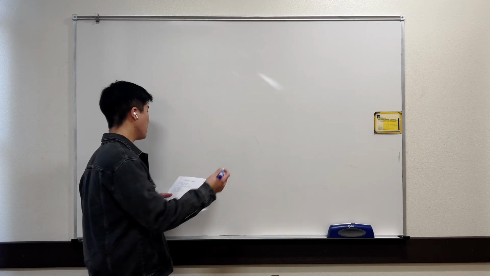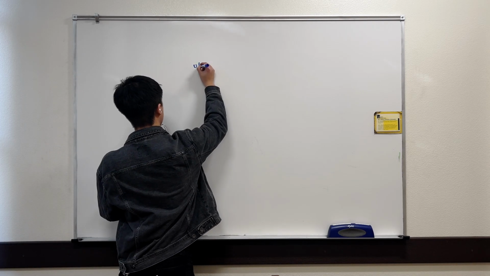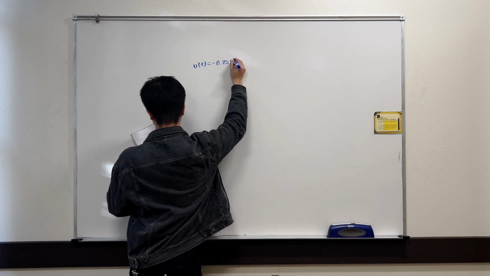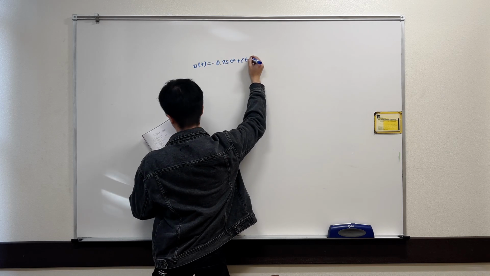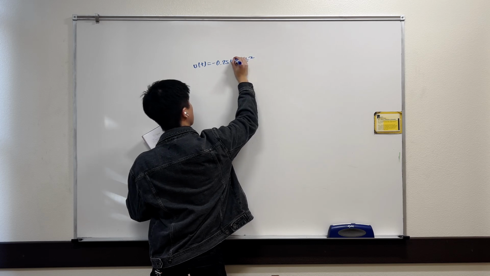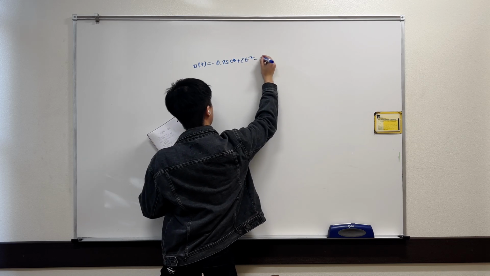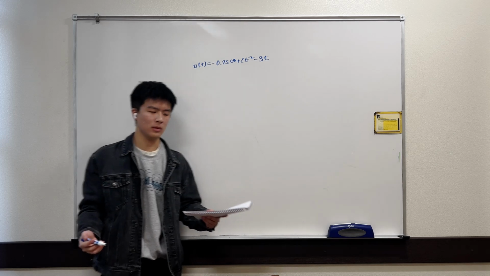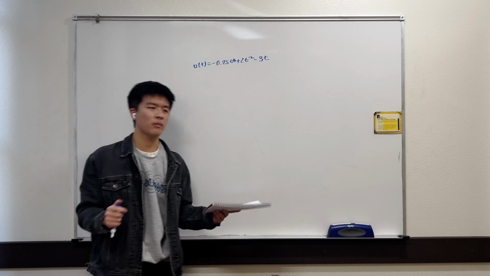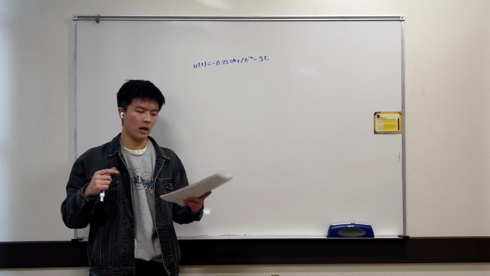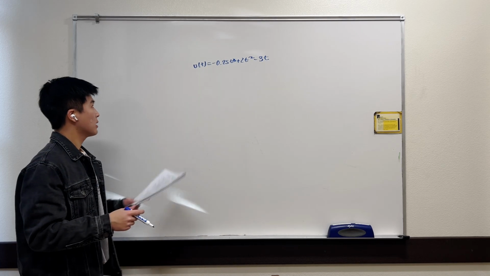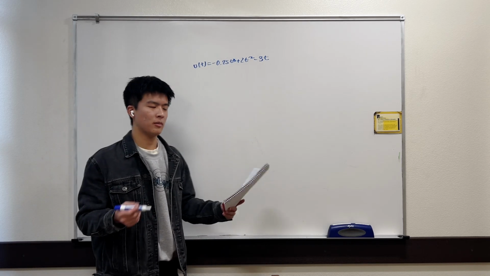So the given equation was a velocity equation: negative 0.25 t squared plus 2t squared of this to the power of 3, minus 3t. Given these values, we were to find the maximum velocity and the initial position of the object at time t equals 6 seconds. And so how do you get from a velocity equation to a position equation?